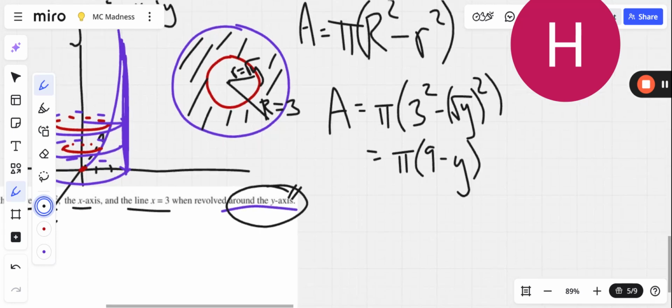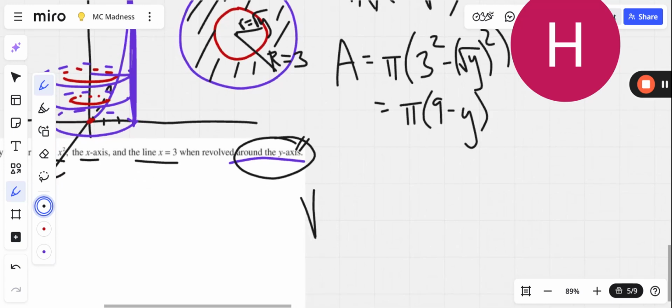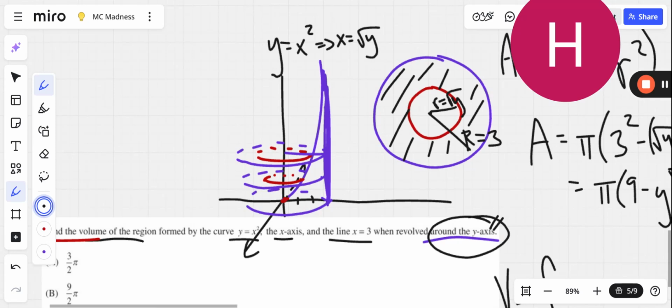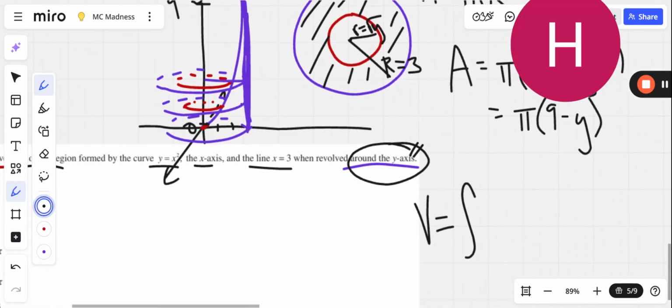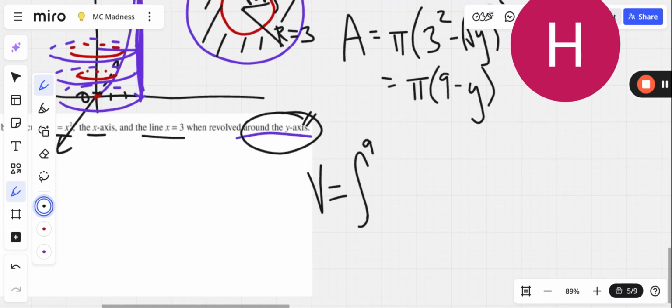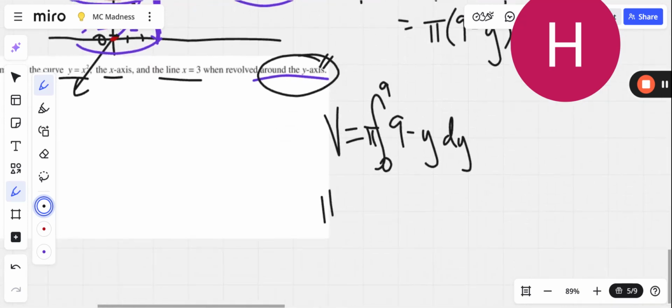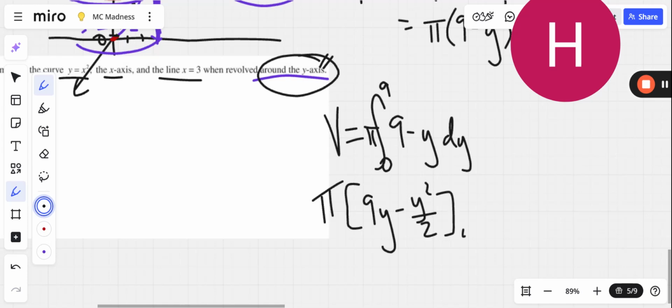Pretty easy, actually. And the volume is simply going to be the integral from what to what? Yeah, from where to where? We're starting at the bottom at 0, and we're all the way at the top at 9 because this is when x equals 3 meets the graph of y equals x squared. So we're just going to add up all of these slices, and that's fairly easy to do. This is going to be pi times 9y minus y squared over 2 from 0 to 9.